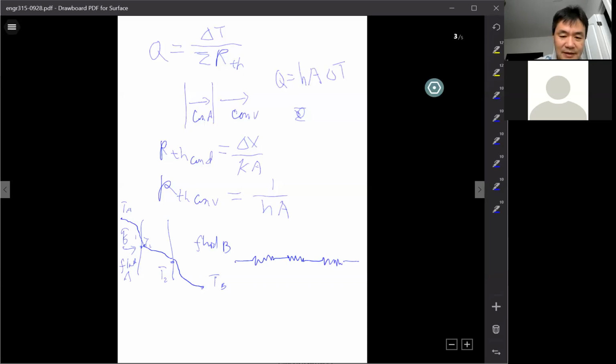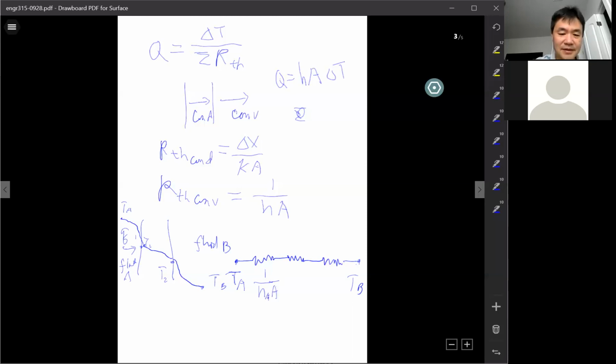So in this end is T_A, in this end is T_B, two ending temperatures, A and B. So how many resistances do you have there? Three, right? I already drew three. How about the first one? 1 over h, let's say h_A A, fluid A.